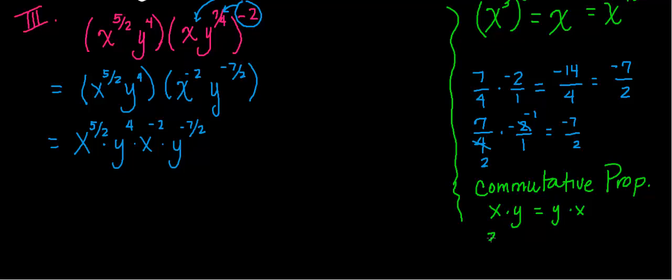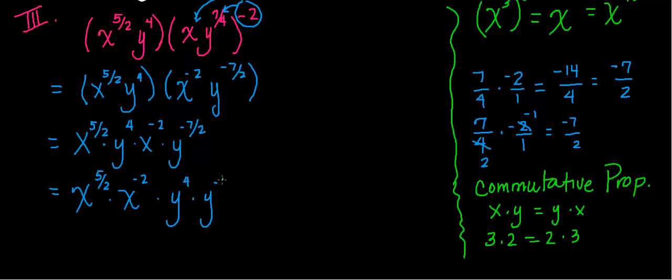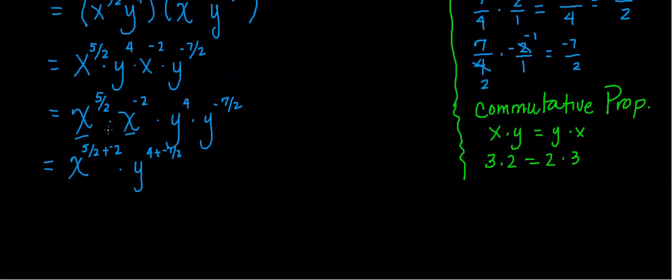In other words, it's the same thing to have 3 times 2 or 2 times 3. So that property lets me rearrange these terms. Okay, so I'm going to have the x's together and the y's together. x to the 5/2 times x to the -2 times y to the 4th times y to the -7/2. Now we use the other exponent law that says if we're multiplying the same base, we add the exponents. So that becomes x to the 5/2 plus -2, and this becomes y to the 4th plus negative 7/2 powers. So I joined my x's together, my y's together, and since I'm multiplying them, I can add the exponents.